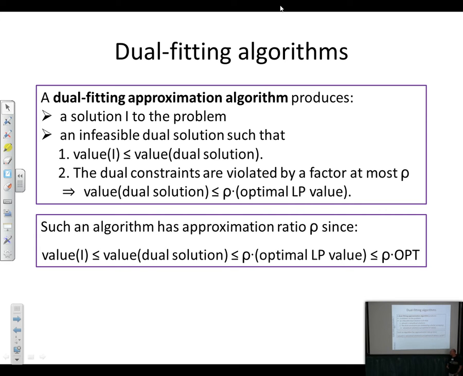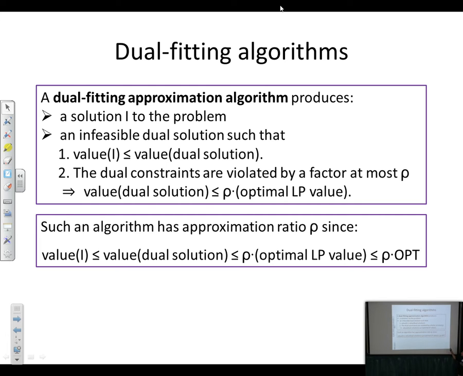And once we design such an algorithm, we can conclude that the approximation ratio is rho, since the value of the solution we compute is at most the value of the dual solution. This is by property 1, and which in turn is at most rho times the optimal LP value. This is by property 2, and of course the optimal LP value is at most the optimal value. This is how we get approximation ratio rho.